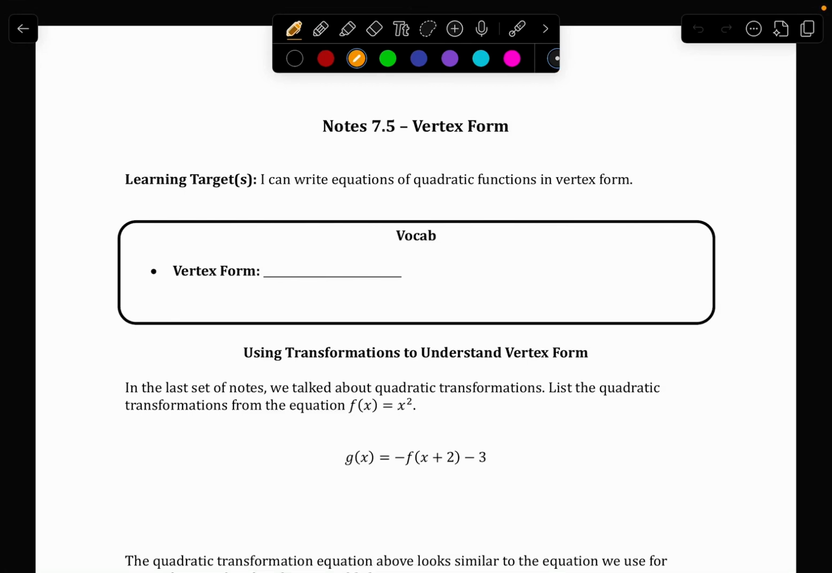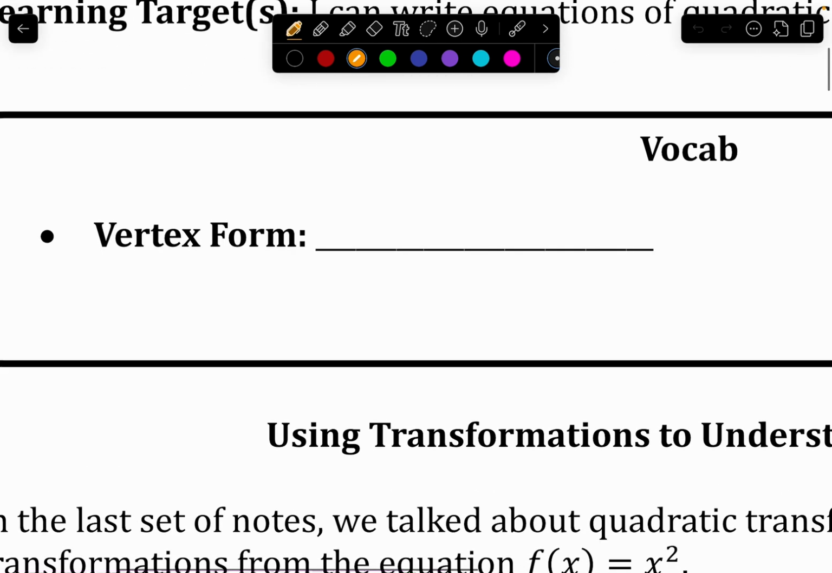Hello everybody. These are going to be the video notes for 7.5, which is vertex form. We only have one vocab word today, and that is vertex form. This is going to be a formula or an equation that is on your formula chart.